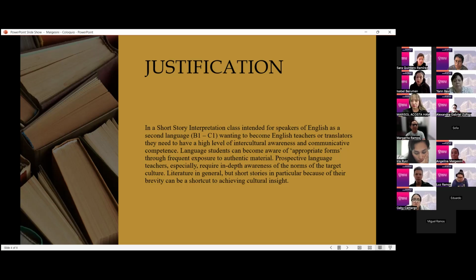Prospective language teachers especially require in-depth awareness of the norms of the target culture. Literature in general, but short stories in particular because of their brevity, can be a shortcut to achieving cultural insight. There are a lot of studies about novels or other literary genres like poems, but poems sometimes become really hard to understand and novels are too long. With short stories, we can have different topics, more diversity, themes, and settings, and we can actually see different cultures because they're short. You can cover more during a semester.